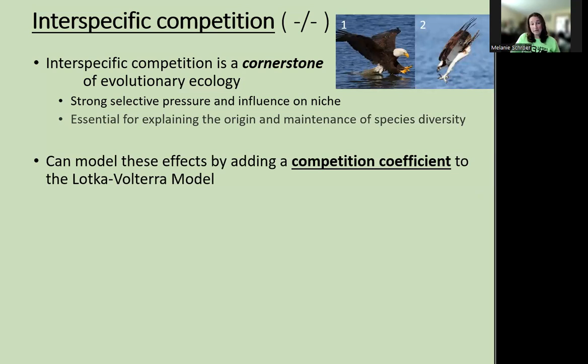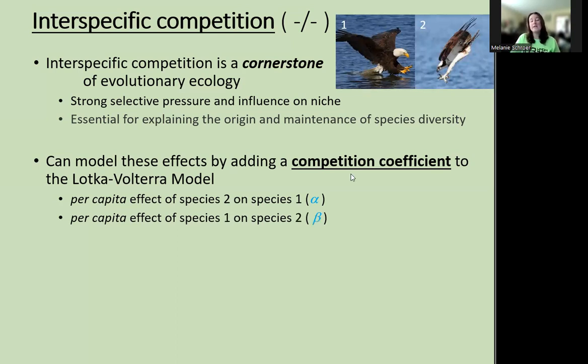We can model interspecific competition. That is, we can model the effect of bald eagles on osprey and osprey on bald eagles by adding what's called a competition coefficient to the Lotka-Volterra model that we've been playing with for the last few lessons. We're going to add alpha, the per capita effect of species 2, osprey, on species 1, the bald eagle. And we can use beta to represent how much the bald eagle affects the osprey. Again, both of these are per capita effects, so each additional bald eagle has a certain effect on the population of ospreys.